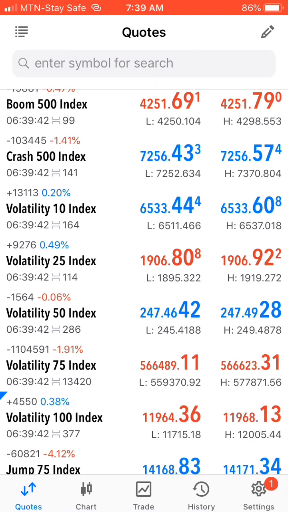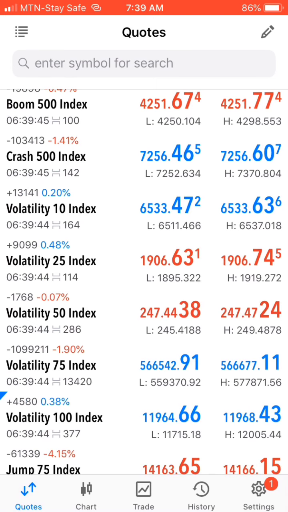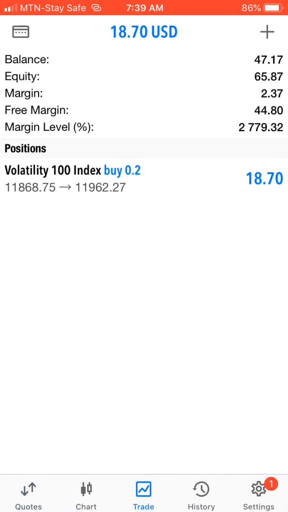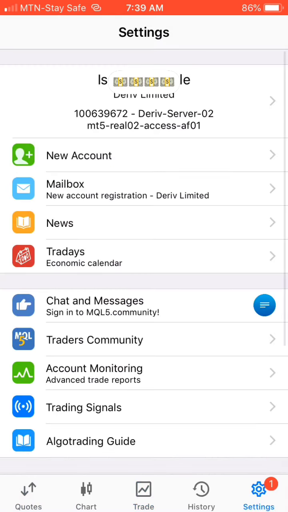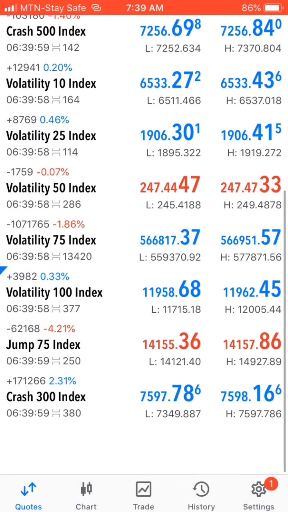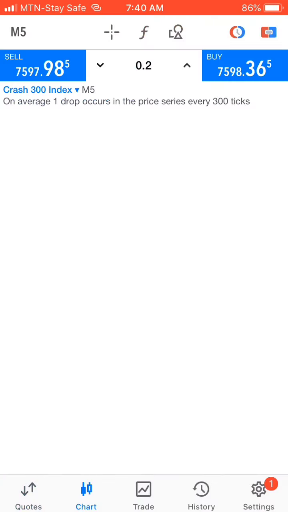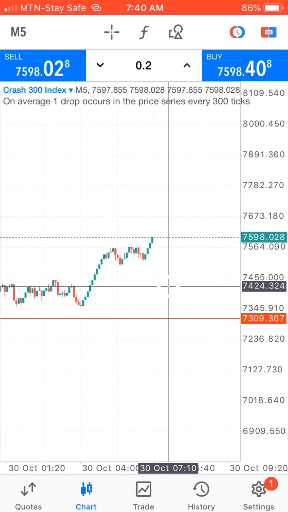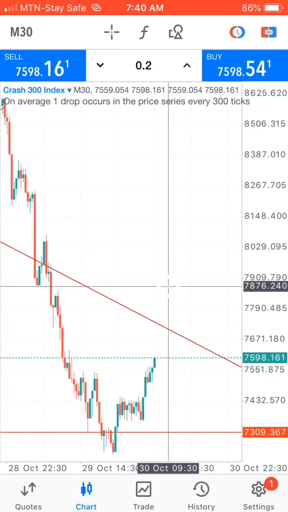Today's video is going to be very interesting. Sorry guys, let me just check on this trade. All right, I'm on a trade right now, and it's a live account, an account management. So we're going to be looking at Crash 300. I just want to show you guys that price action is the key to all my trading. So this is a live account, as you all know.